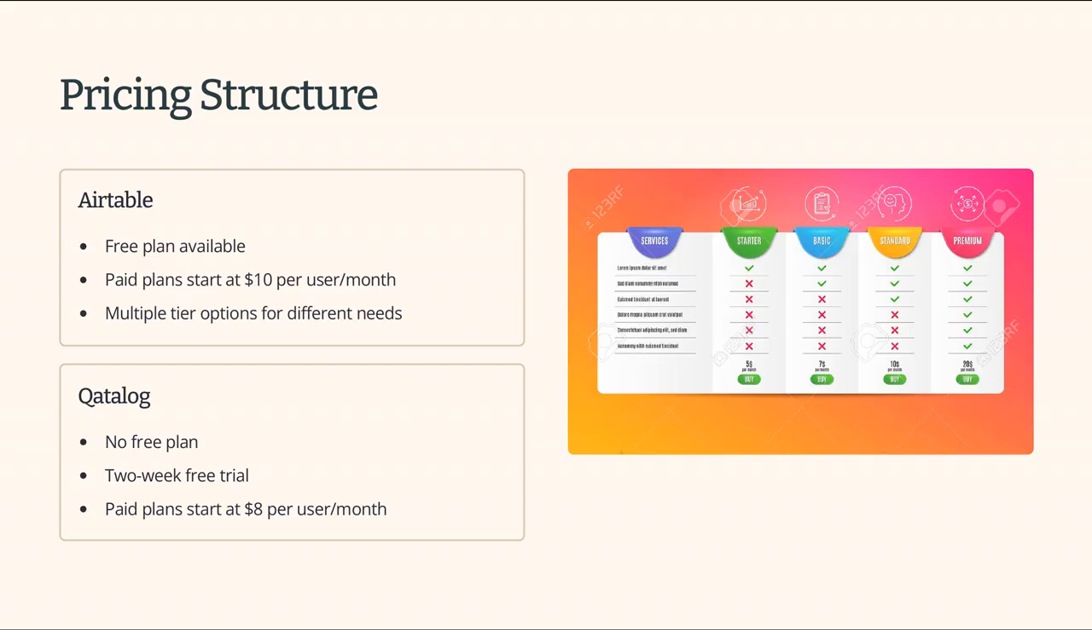In terms of pricing, Airtable offers a free plan plus several paid options starting at $10 per user per month. Catalog, on the other hand, doesn't have a free plan but offers a 2-week free trial. Their paid plans start at $8 per user per month. Depending on your budget and needs, one may be more cost effective than the other.